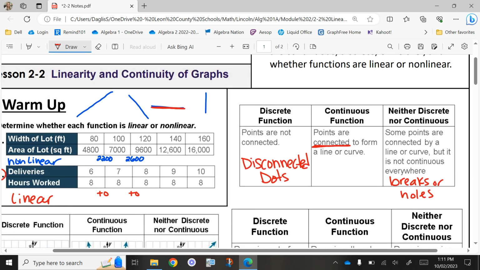Sometimes when you get to algebra 2 and you do rational functions, where's that poster? It's behind CJ. It's that green one. Those have holes in them. So you would graph it and actually stop and draw a hole and then keep going.